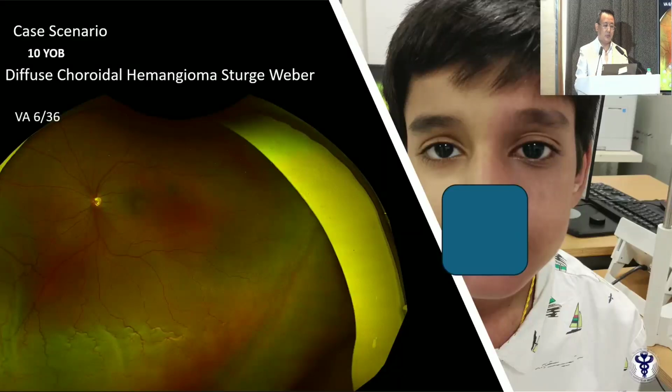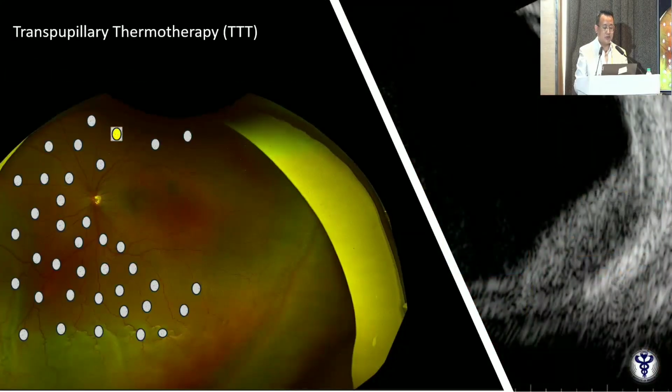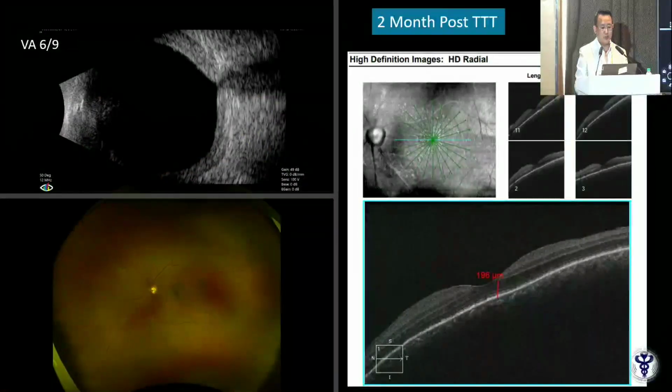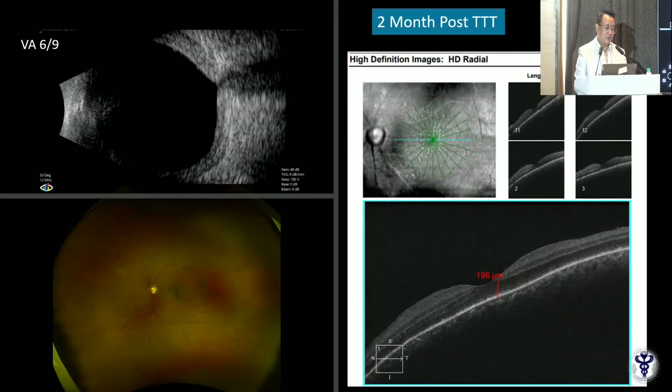Another interesting case, a 10-year-old boy with diffuse choroidal hemangioma, Sturge-Weber syndrome. Vision had decreased to 6/36. You can see a very shallow retinal detachment inferiorly and in the inferior nasal quadrant. So this patient was considered for transpupillary chemotherapy in the quadrant away from the macular area. This is the diffuse choroidal thickness with shallow retinal detachment. This is the result 2 months post transpupillary chemotherapy. The vision has improved, and you can see the foveolar detachment which was there has resolved.